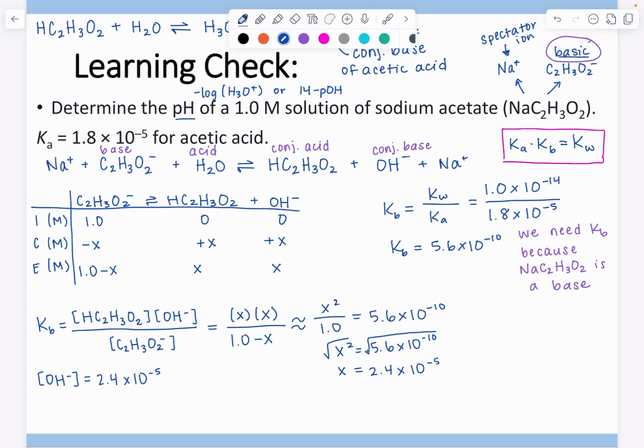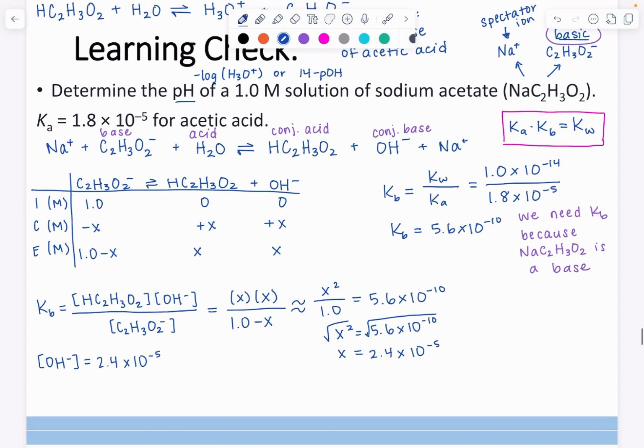When we need to find pH, but we have the concentration of a base, this is where we can invoke one of the two methods. Method 1 was finding pOH and then using that to calculate pH. Method 2 is calculating H3O plus concentration by using Kw and then calculating pH. I've been using method 1, so I'm going to continue with that. We'll calculate pOH first, which is negative log of this concentration.